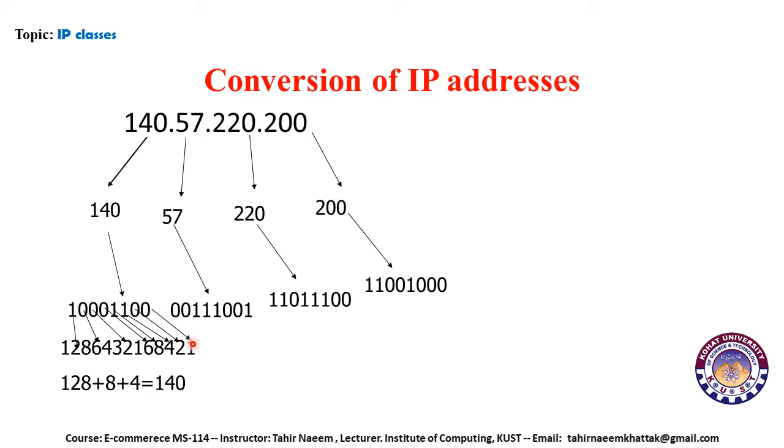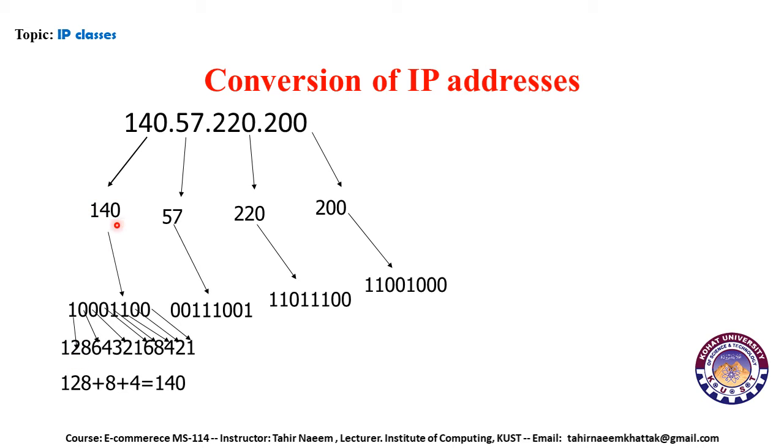Here every digit represents a certain number. The first one is equal to 1, the second one is equal to 2, the third one is equal to 4, the fourth one is equal to 8, the fifth one is equal to 16, the sixth one is equal to 32, the seventh one is equal to 64, and the eighth one is 128.